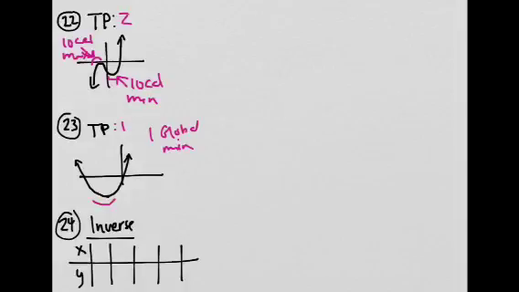Okay, so for the inverse of number 24, basically you're just taking your x's and your y's and you're switching them. So -1 goes here and 2 goes here, 0 here and 5 here, 3 here and 0 here, -8 and -2, 6 and -4. And that would be the inverse function.